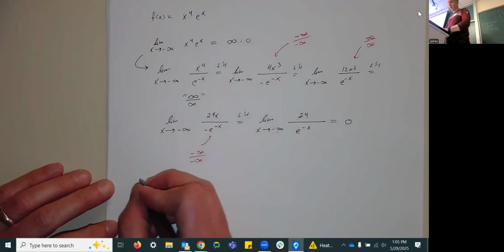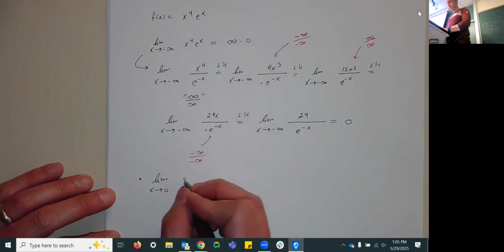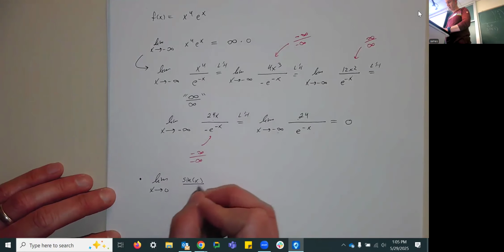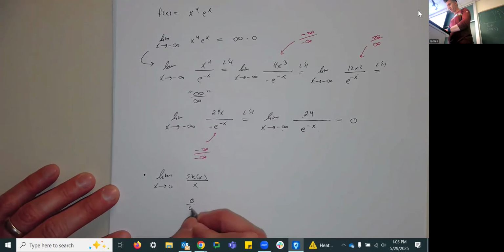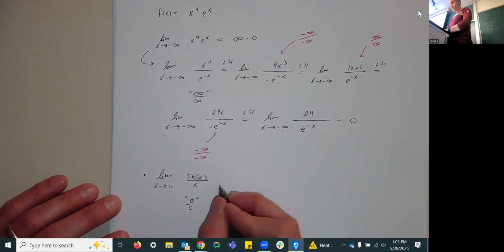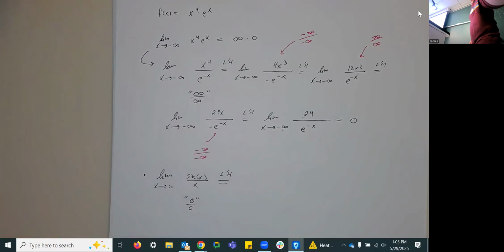So let's look at some more interesting examples. In fact, why don't you all try this one? The limit as x approaches 0 of sine of x over x. I will point out that if you plug in 0, this is a 0 over 0 type. So you should all use L'Hopital's rule to get to the next step.